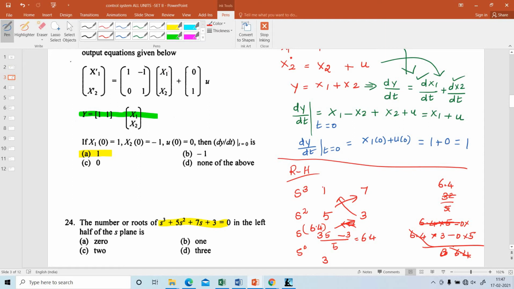See, in the first column of the Routh array, all the elements are positive. So all are positive, and the maximum power is the number of roots. There are 3 roots. So the answer is 3. So 3 is the correct answer.